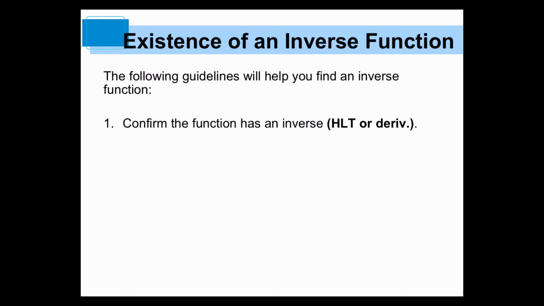First of all, confirm that it has an inverse function, either using the horizontal line test or the derivative. I would recommend the derivative, that way you don't feel tied to the calculator. Number 2, switch the x's and y's. Wherever there's an x, make it a y, and wherever there's a y, make it an x. So instead of y equals 2x plus 1, it becomes x equals 2y plus 1. Then solve for y.